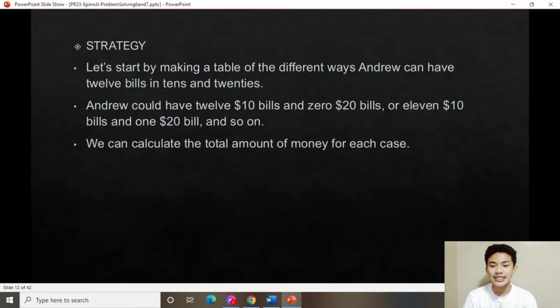Second, we apply the strategy. Let's start by making a table of the different ways Andrew can have 12 bills in tens and twenties. Andrew could have twelve $10 bills and zero $20 bills, or eleven $10 bills and one $20 bill, and so on. We can calculate the total amount of money for each case.